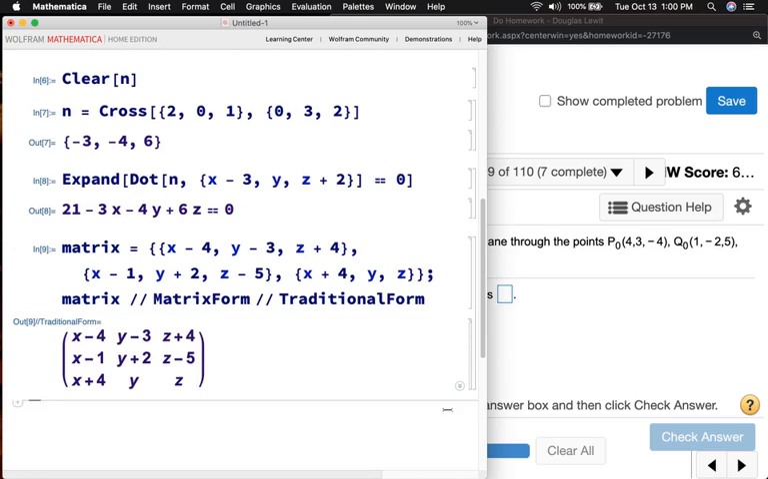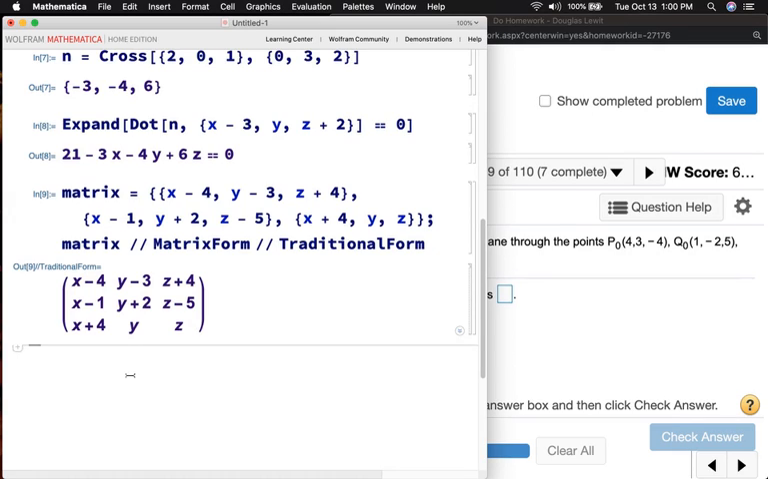Okay, so this is what my matrix looks like. Now, x, y, and z are any points in the plane. As long as x, y, and z belong to that plane, then I know that the determinant of this matrix is going to have to be equal to 0. So the determinant of my matrix must be equal to 0.